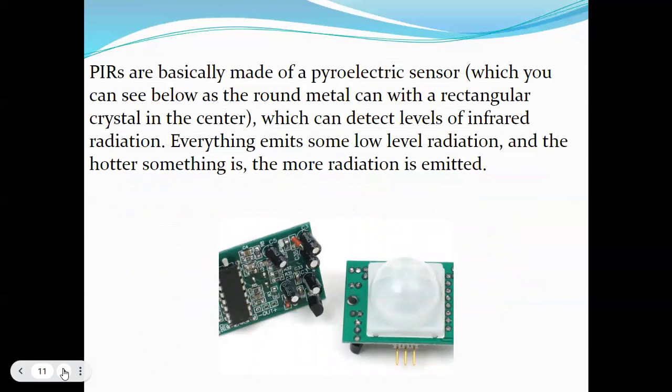PIRs are basically made of a pyroelectric sensor, which you can see below as a round metal can with a rectangular crystal in the center, which can detect levels of infrared radiation that are emitted from any object that comes into its range. Everything emits some type of low level radiation, and the hotter things, like human beings, because they have body temperature, emit more radiation. Any living object can emit more radiation than non-living objects.